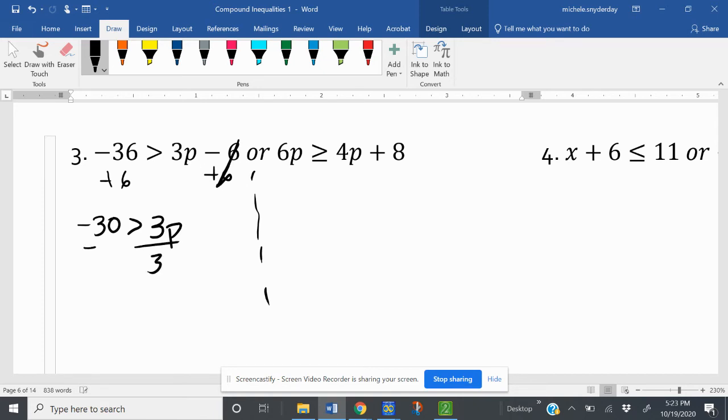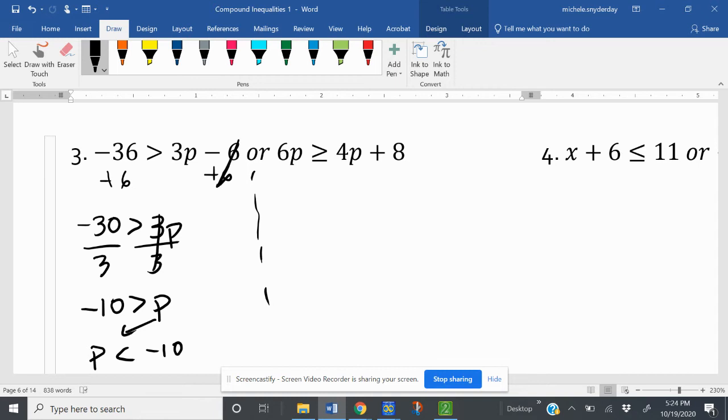Divide both sides by 3. And we have -30 divided by 3 is -10 is greater than p. Once again, we want to write it where the p is in front. And the pointy part's towards the p, so it still has to be towards the p. And that's the one that we're going to graph eventually.